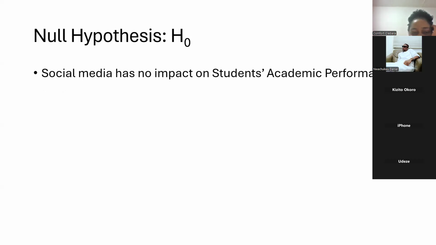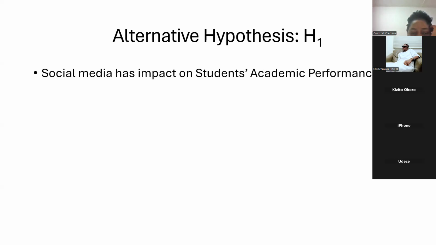So next we have the hypothesis. It could be either the null hypothesis or the alternative hypothesis. The null is H0, which is the standpoint that there is no impact at all. So here our null is: social media has no impact on students' academic performance. Then if we choose to use the alternative, we're saying social media has impact. You don't have to say whether it is a negative or positive impact, because for now you have not even carried out your analysis and you don't know the result yet.